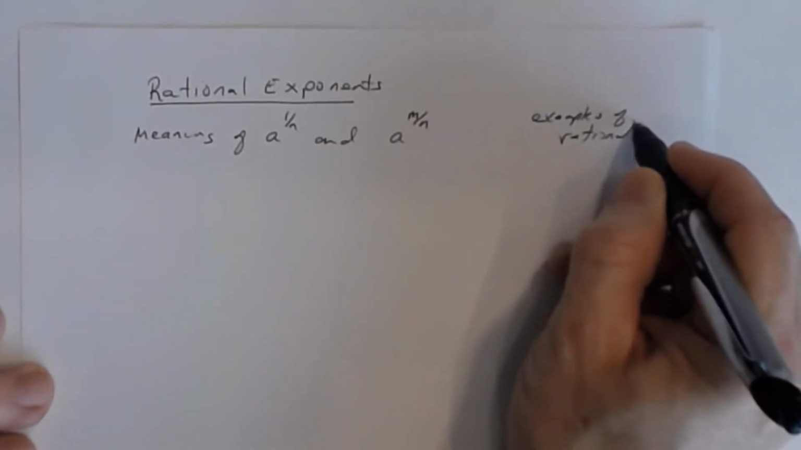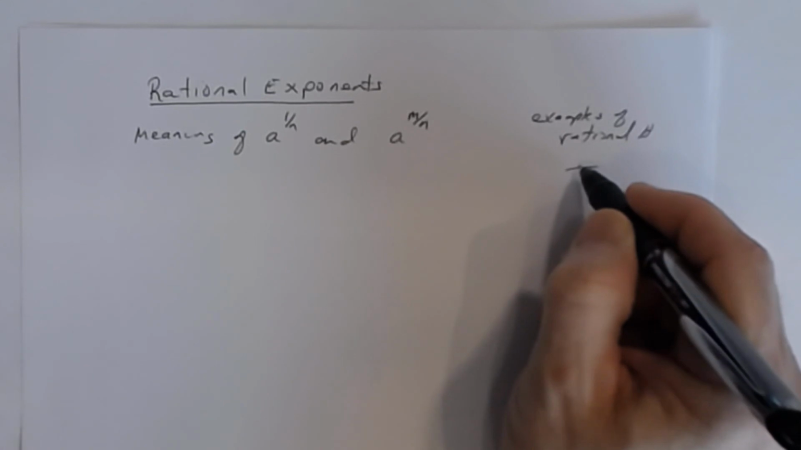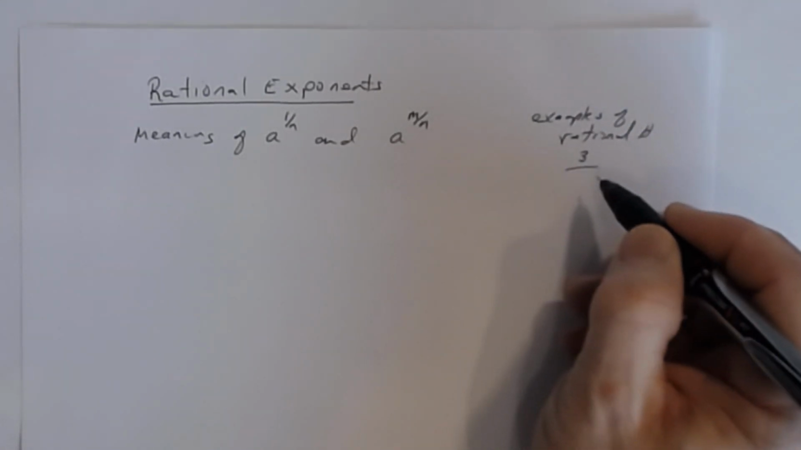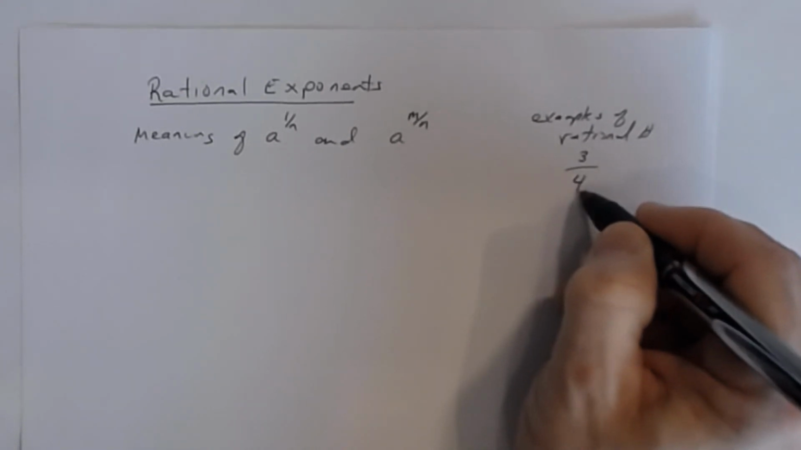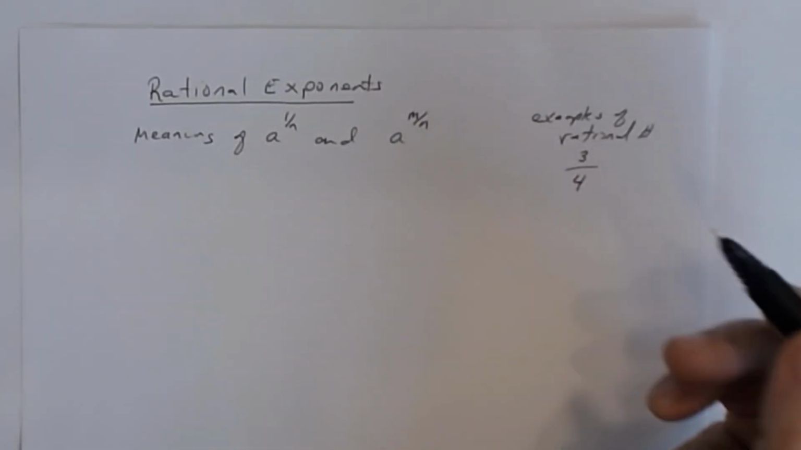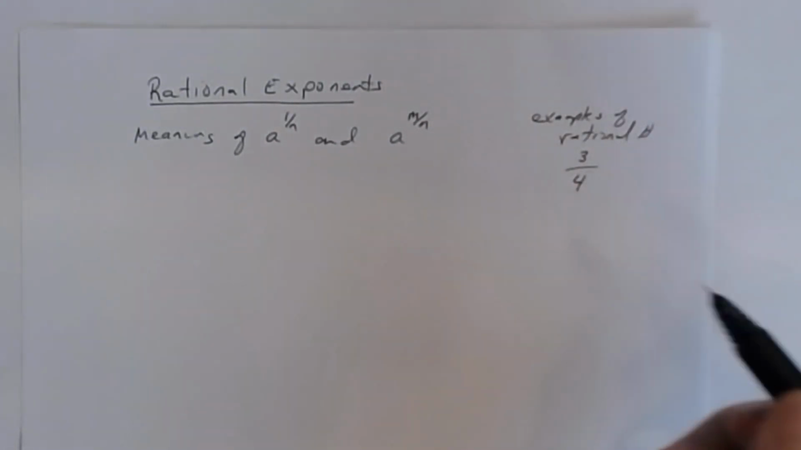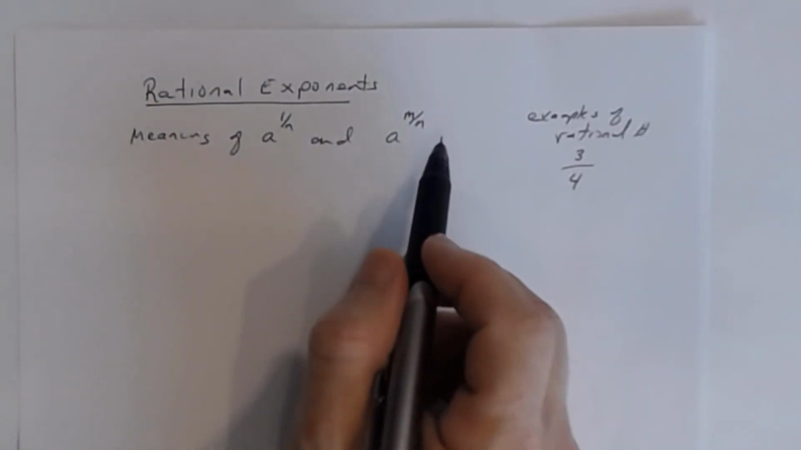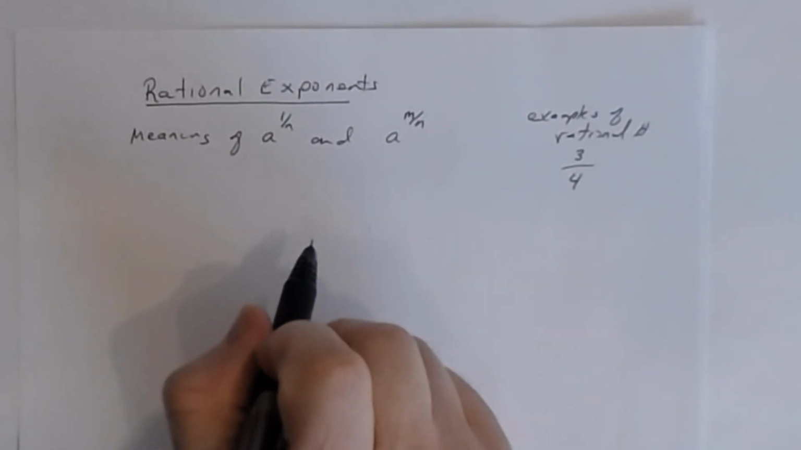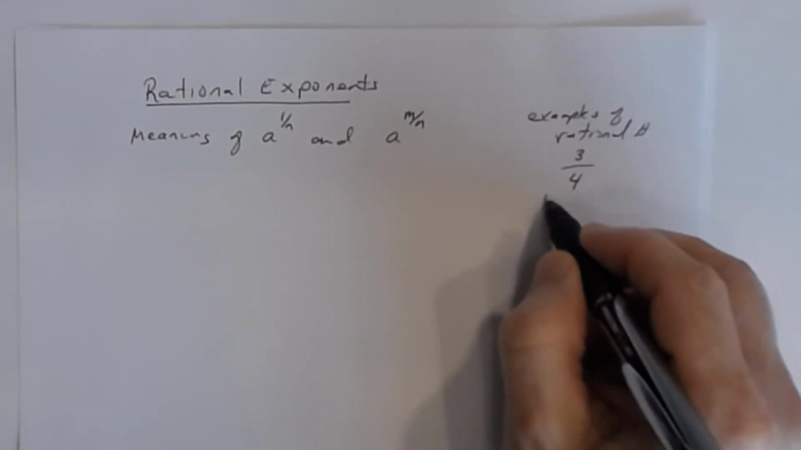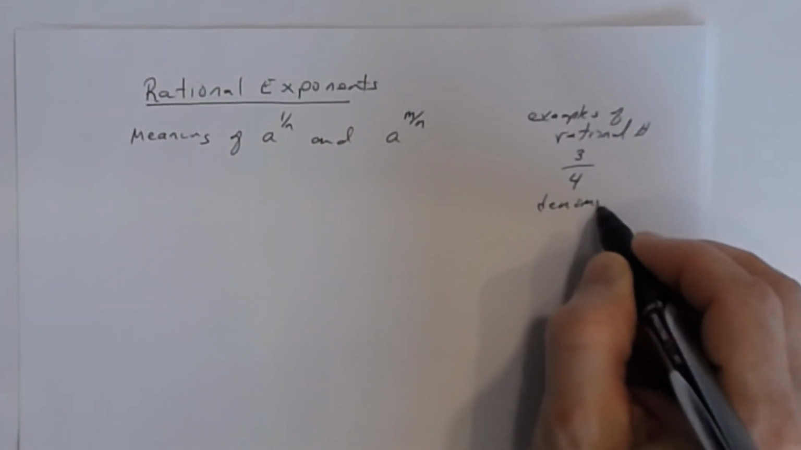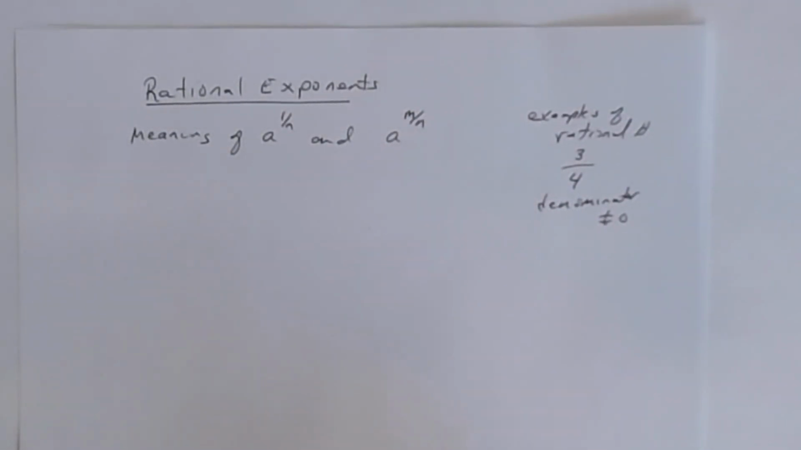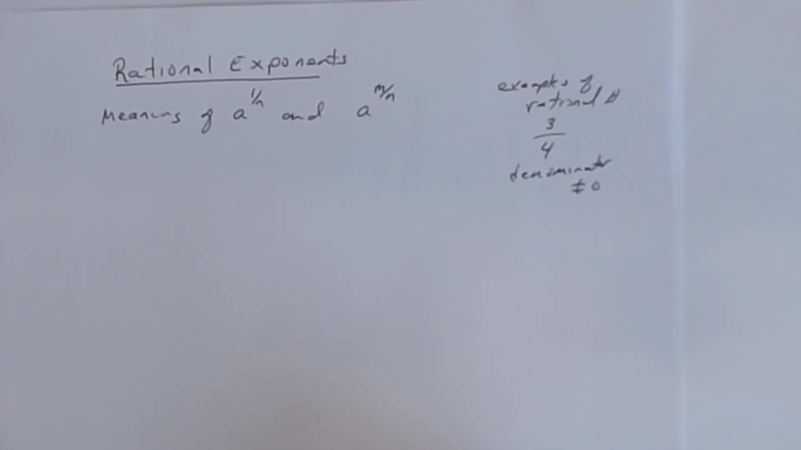And remember, a rational number is a fraction, or a number where the numerator is an integer and the denominator is an integer. So 3/4 is a rational number. And that's what you see here: 1 divided by n, some number, and then m divided by n. But keep in mind that the denominator cannot equal 0, because if the denominator is equal to 0, that's undefined.